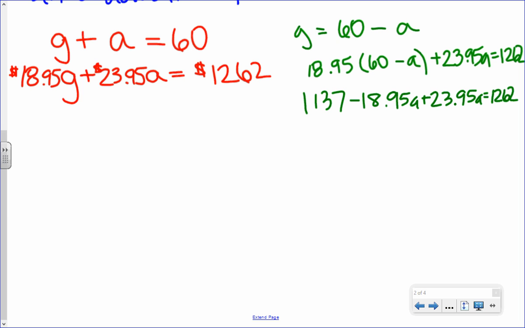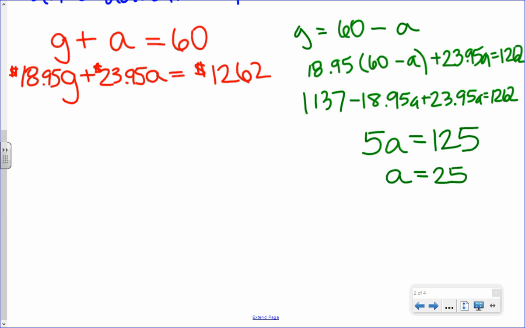Okay. When we combine negative 18.95A plus 23.95A, that would give us what? 5A. And if we subtract 1,137 over to the 1262, 125. Oh, that is nice. We don't even need a calculator for that. 125 divided by 5? 25.